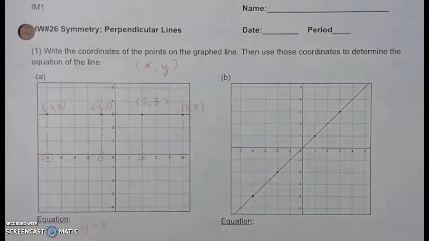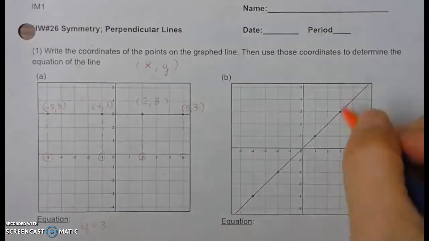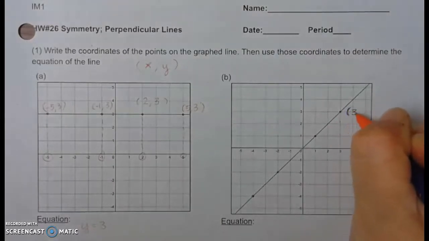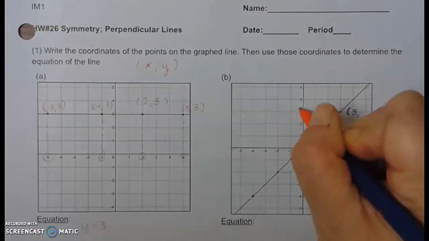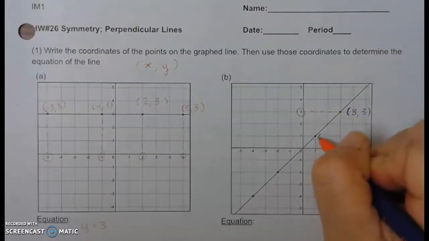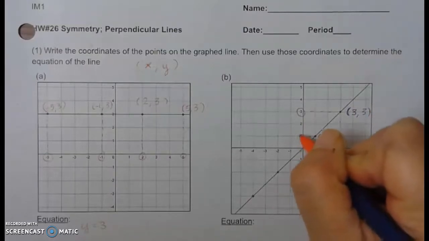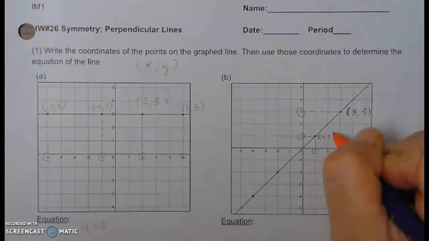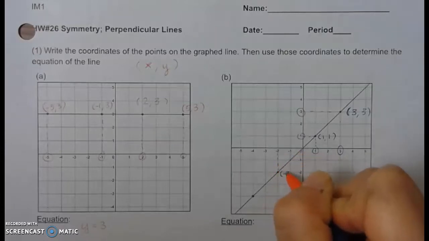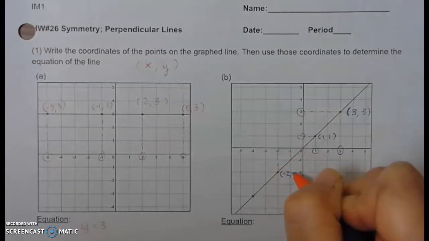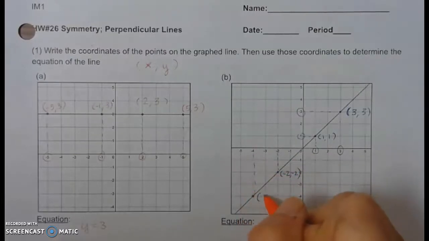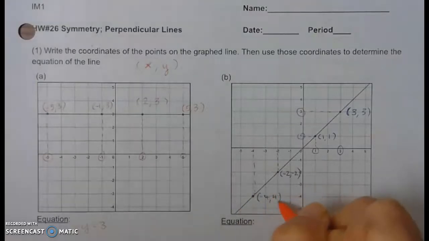Let's do the next one. Here the coordinate is, the x value is 3, the y value is also 3. The x value is 1, the y value is 1 also. And the x value here is -2, the y value is also -2. The x value is -4, and the y value is -4.